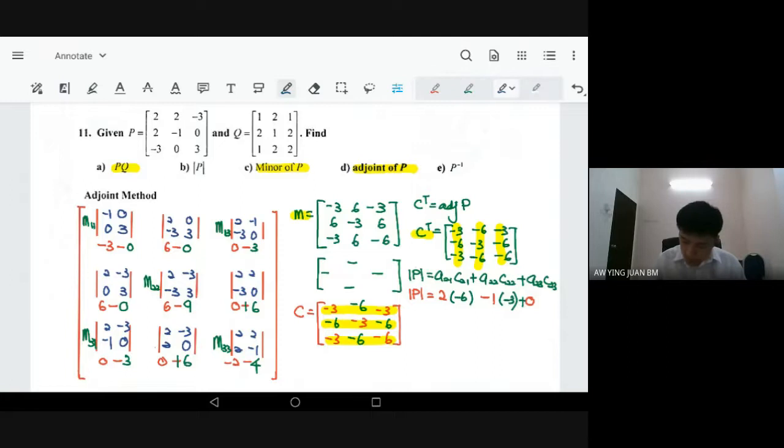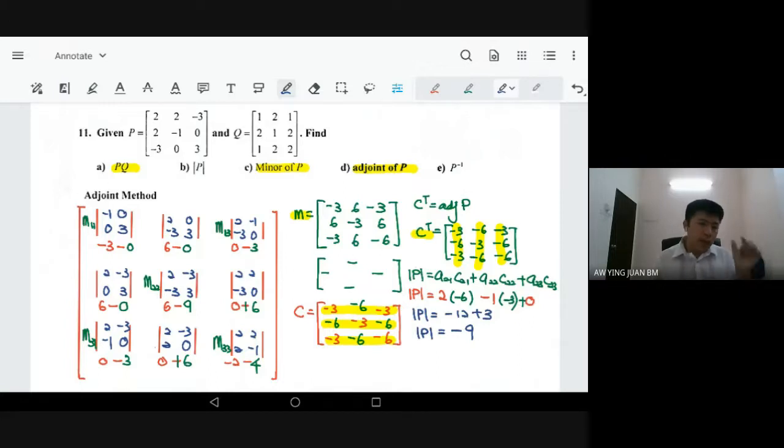So finally, simplify the situation. So P is equal to negative 12 plus 3. So the determinant for P is equal to negative 9. So do remember, no matter which column or which row you are selecting, the determinant will always be the same.